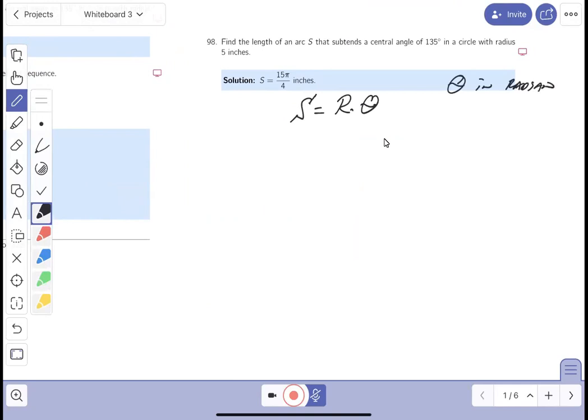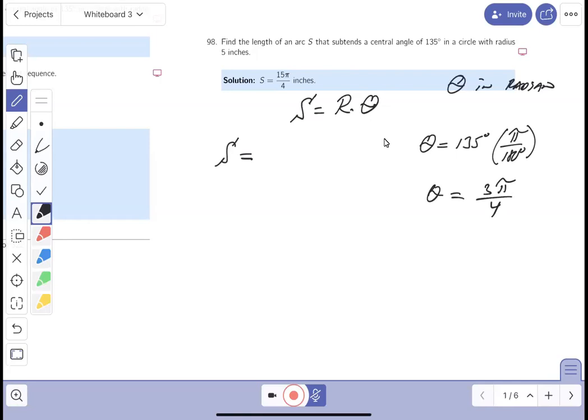All right, so now they want me to find S. And what did they give me? They gave me the angle theta. Let me write this over here. Theta is 135 degrees. Well, I got to convert that. And the way we do that is times pi over 180 degrees. Certainly degrees would cancel off. 45 degrees go into both of those, by the way. 3 pi over 4.